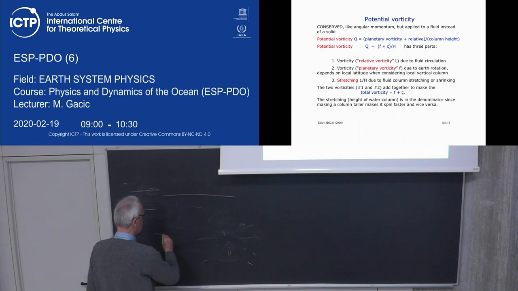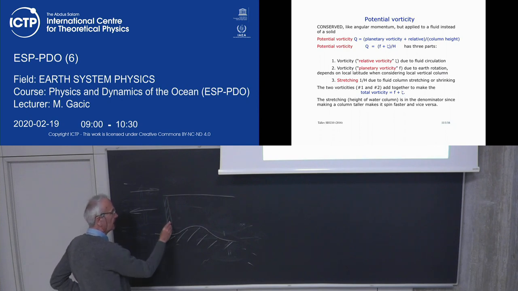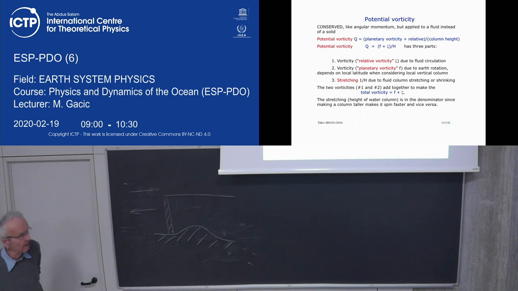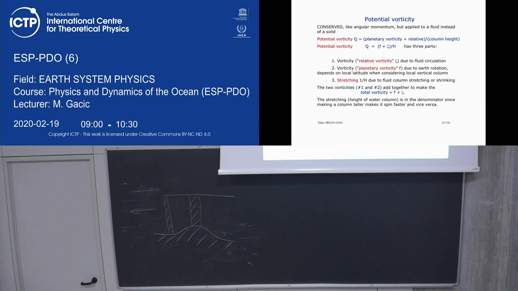If this is the surface, and this is the bottom, think about the water column which is here and moves in that direction. What is happening to the water column? It comes to this bump in the bottom, becomes wider and shorter. So we are increasing the radius of the water column, decreasing the relative vorticity, and in fact changing the vorticity simply due to the fact that the ocean depth is not constant. So there is a stretching or shrinking of the water column due to the horizontal depth gradient.